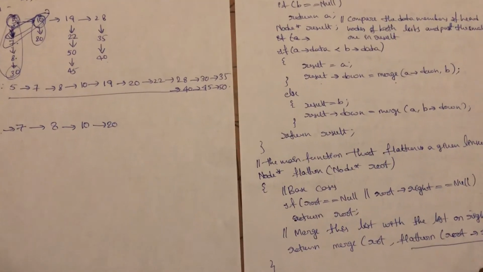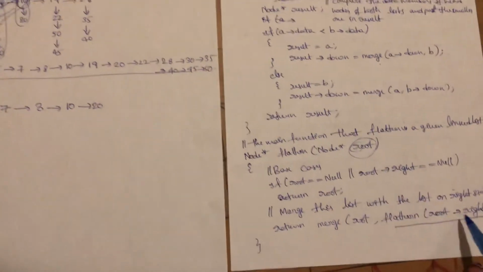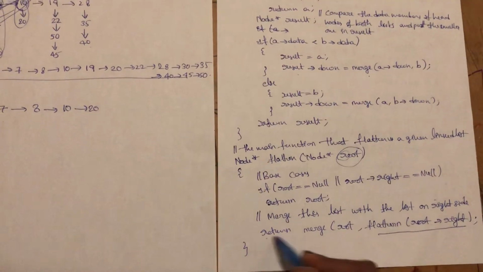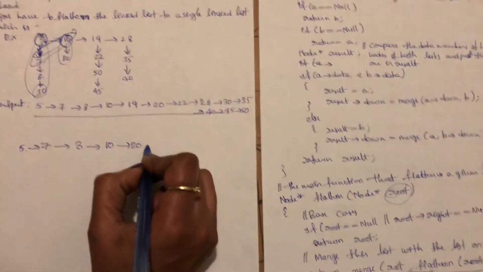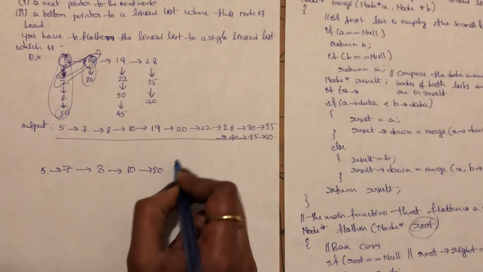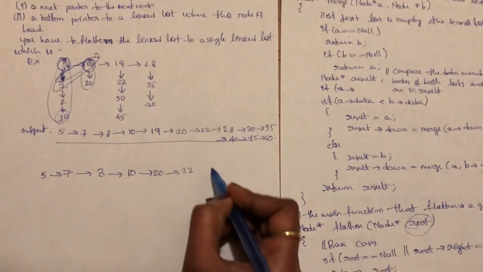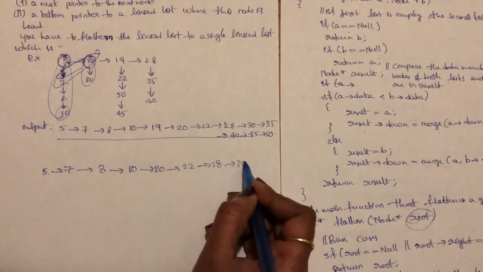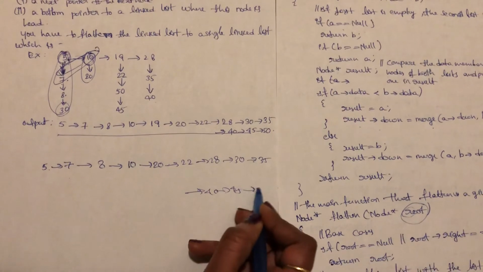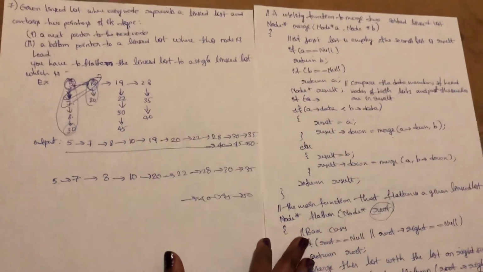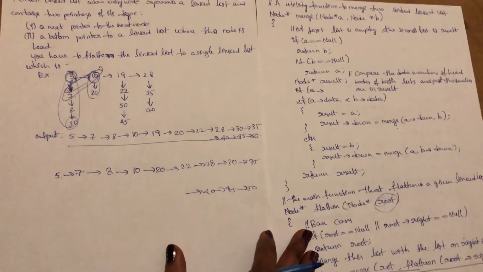Here we see the flatten method on root's right. We are going to take the root's right, and we are going to return the merge method's result. Finally we are going to get the results 20, 22, and then it is going to call 28, 30, 35, 40, 45, and 50. So this is the solution for flattening the given linked list.